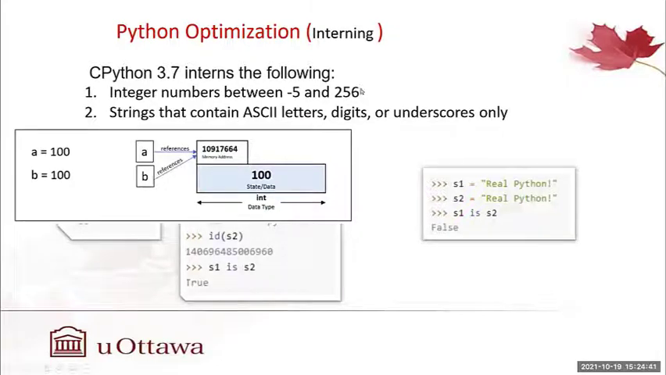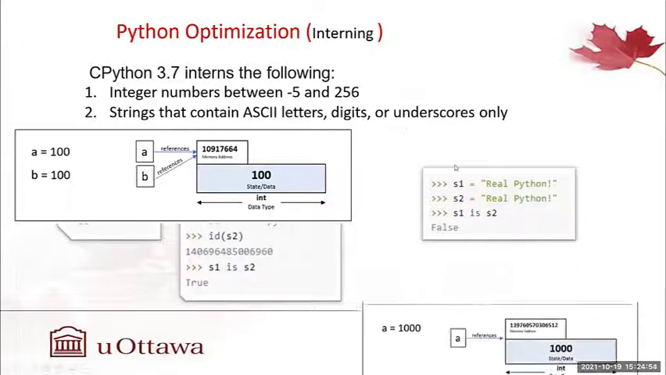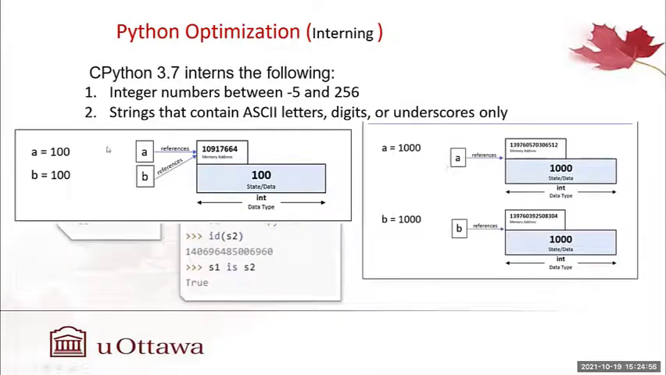If we increase it by only 255, then those values will not be interned anymore. The same applies here: if I make a equal to a thousand, it's going to be in a different memory address, even though both of them have the same values. Now, why did we choose -5 to 256?